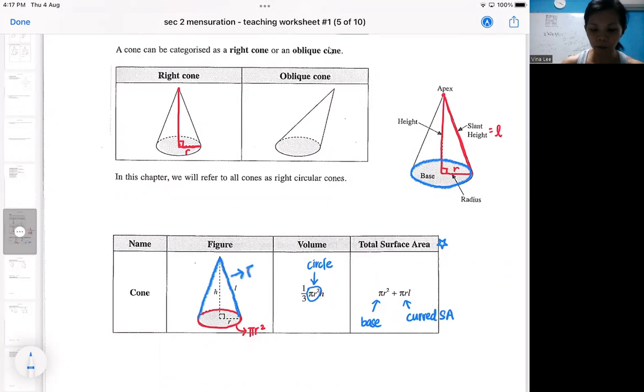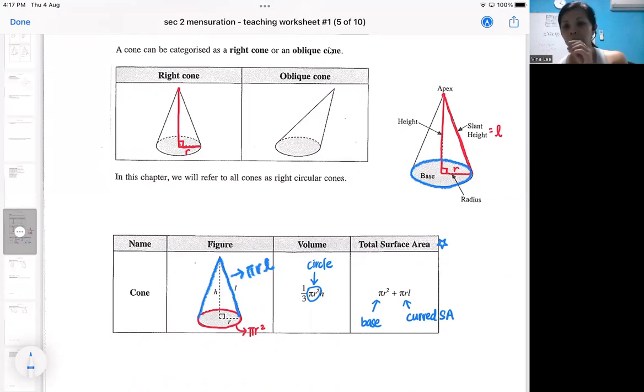In what situation will you not have the base? For example, like an ice cream cone. The base is open. So if I'm going to calculate the surface area of the ice cream cone, I shouldn't have the base because it's open already.